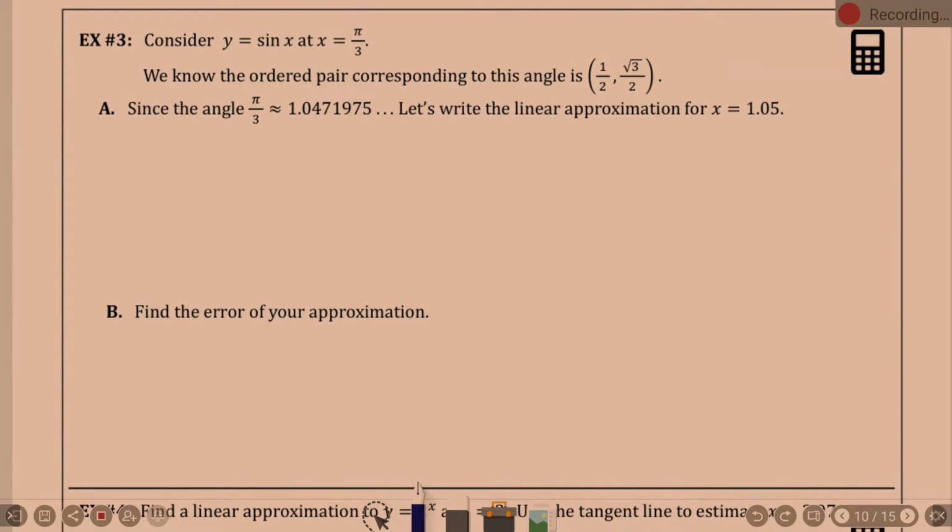Number 3 is where I'm going. Let's go there together, please. Okay, so getting into the examples.